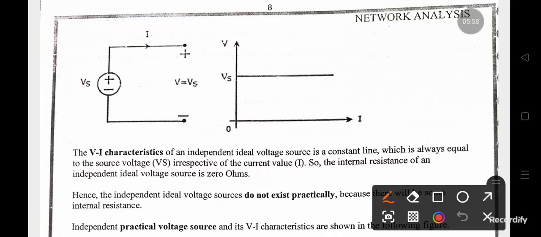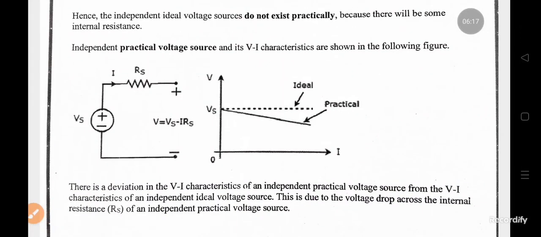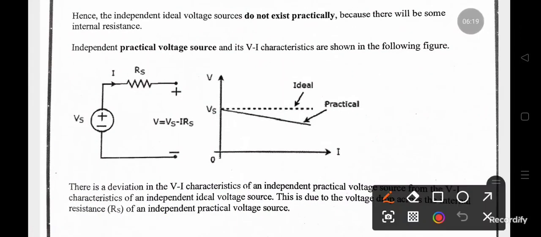The VI characteristics of an independent ideal voltage source is a constant line, which is always equal to the source voltage irrespective of the current value. Hence, the independent ideal voltage source does not exist practically because there will be some internal resistance. Independent practical voltage source and its VI characteristics are shown in the following figure.